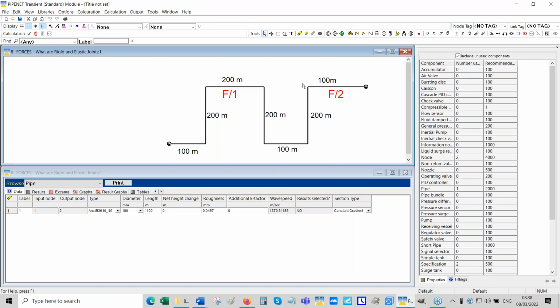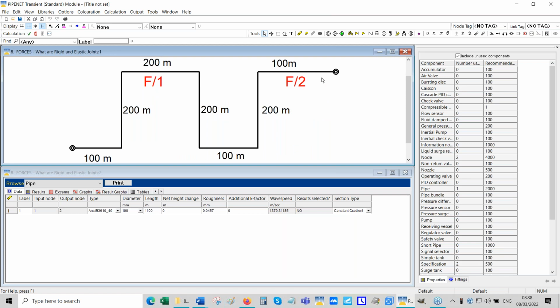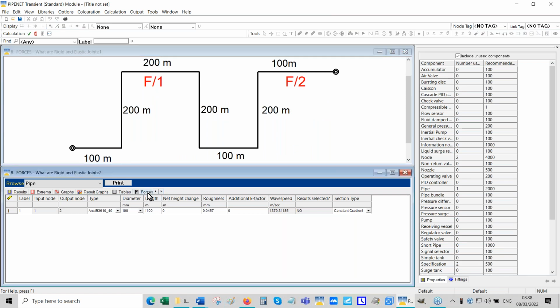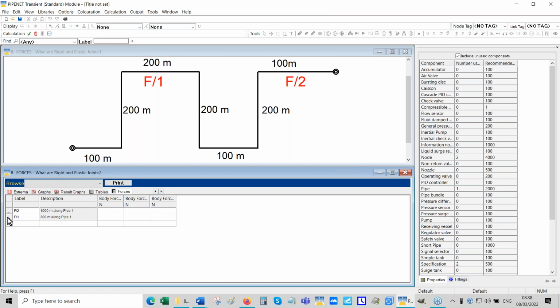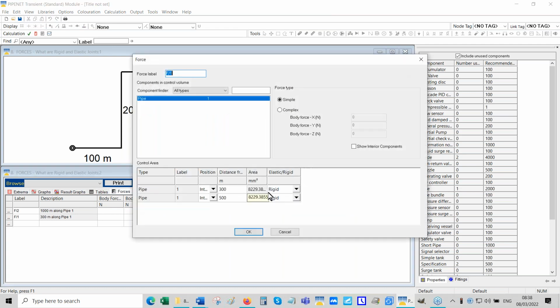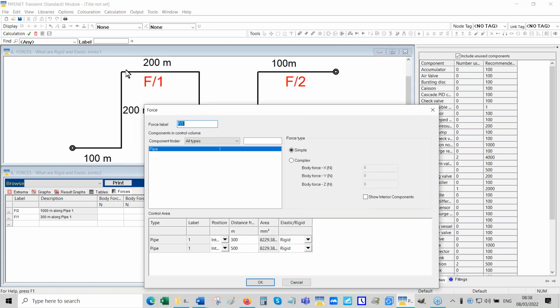So I've got one network here, F1 and F2. F1 first. It's rigid and rigid. Why? We are assuming that there are no flexible connections or anything like that. It's simply a rigid pipe in between the two elbows. So we define the endpoints as rigid and rigid.